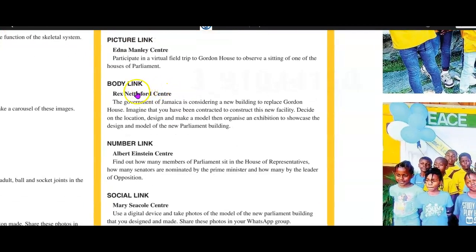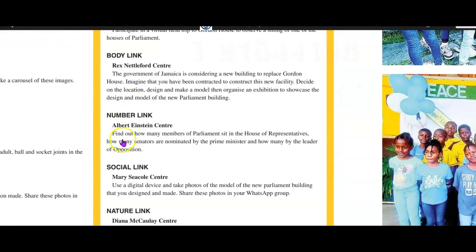Body link from the Rex Nettleford Center. Government of Jamaica is considering a new building to replace Gordon House. Imagine that you have been contracted to construct this new facility. Decide on the location, design and make a model, then organize an exhibition to showcase the design and the model of the new Parliament building. Now remember, the Parliament building needs to be in the capital city. And Kingston is the capital city.